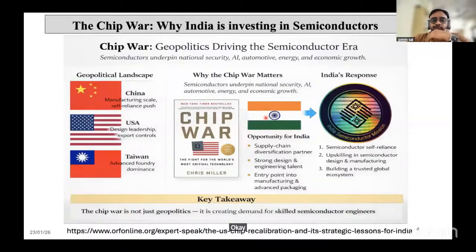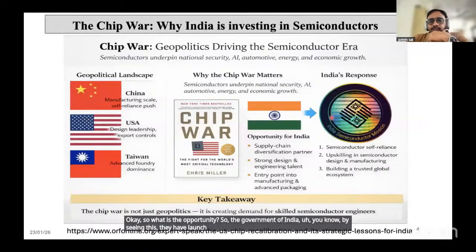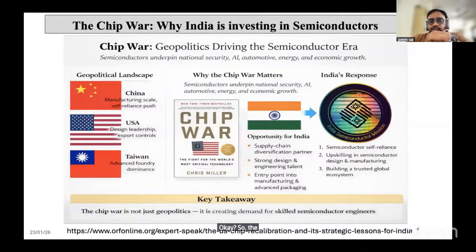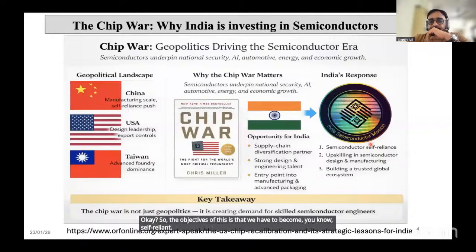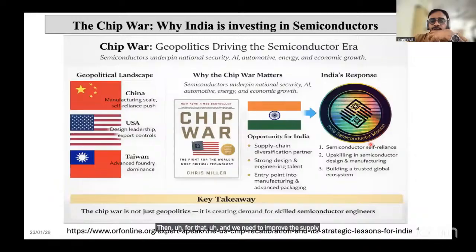So what is the opportunity? The government of India, seeing this, has launched the Indian Semiconductor Mission. The objective of this is that we have to become self-reliant. For that, we need to improve the supply chains also, because as India, by heart, people are really good at heart.